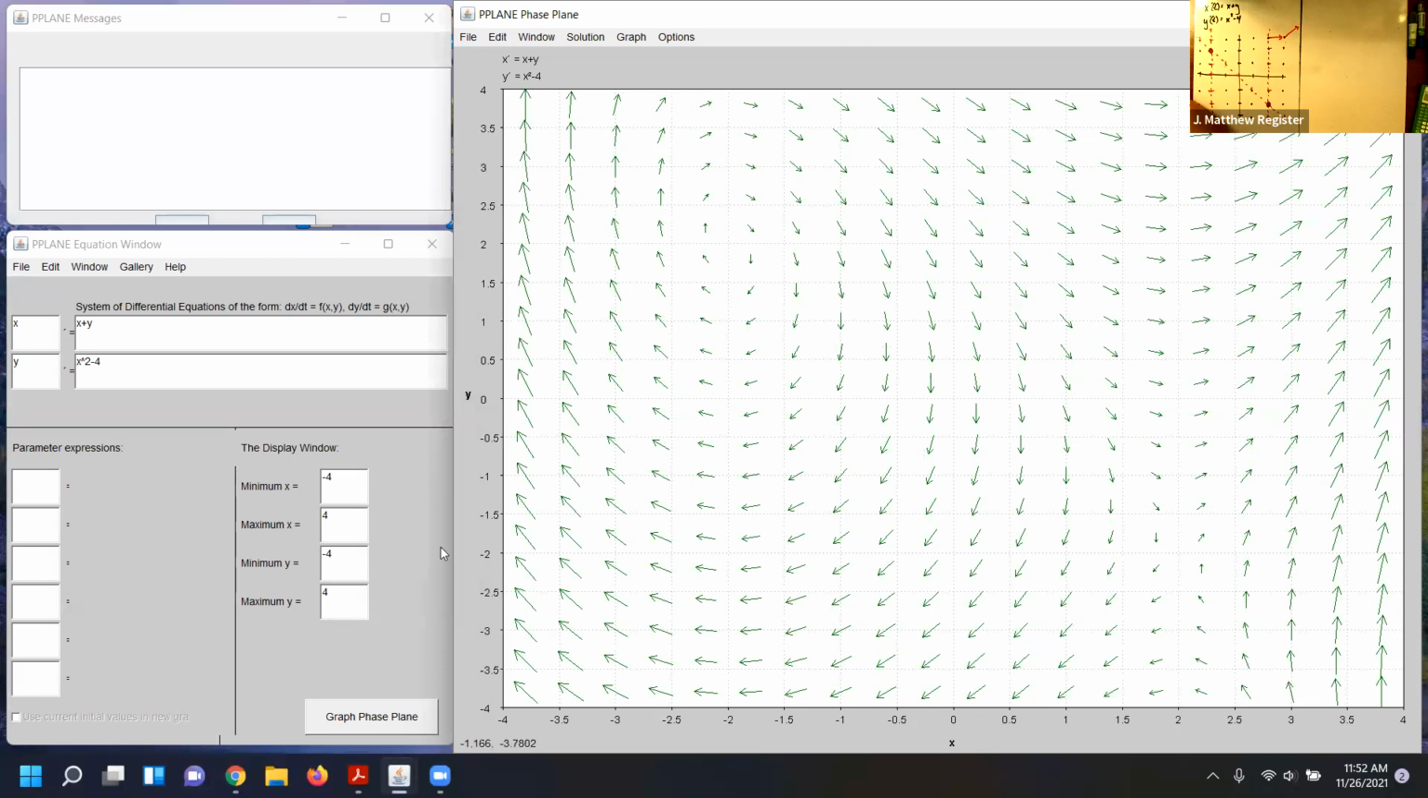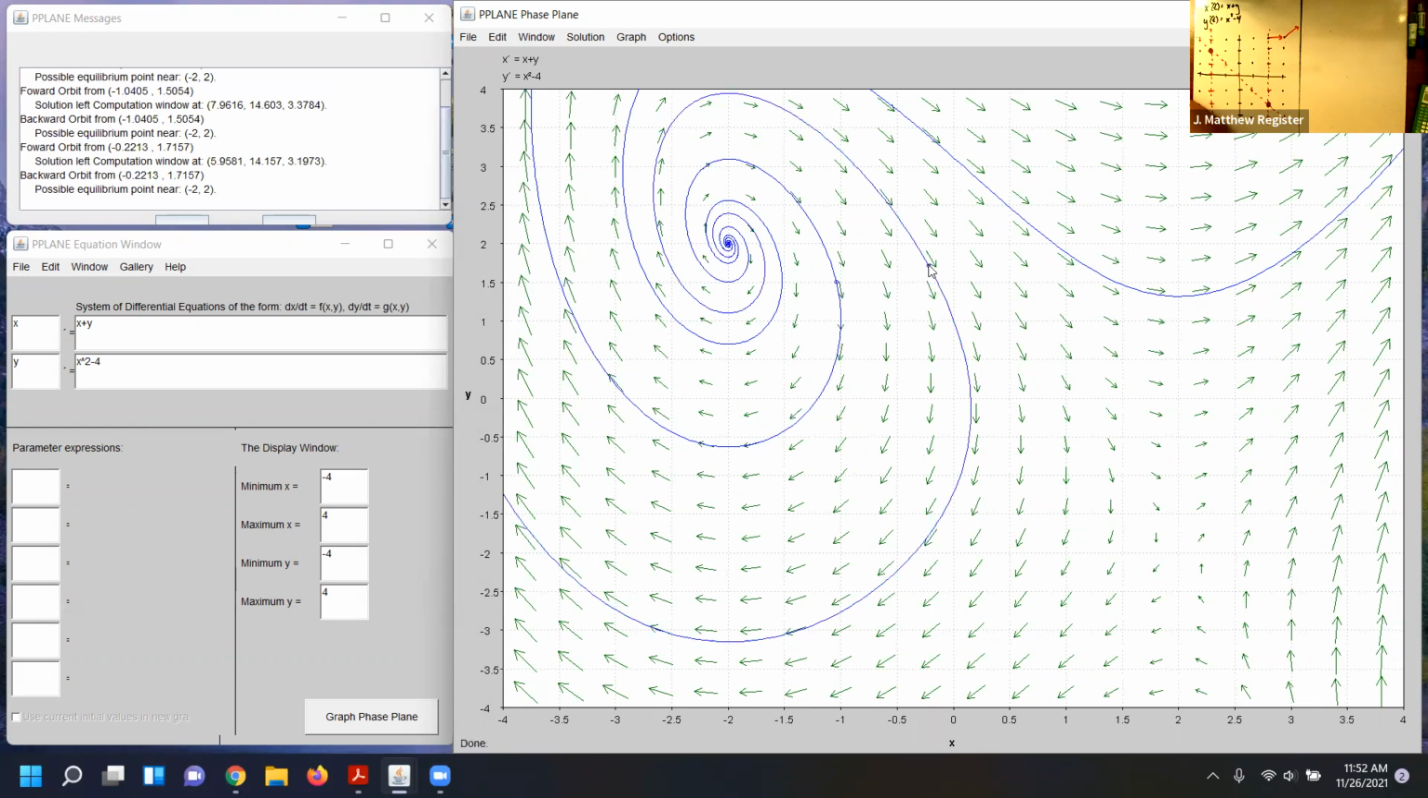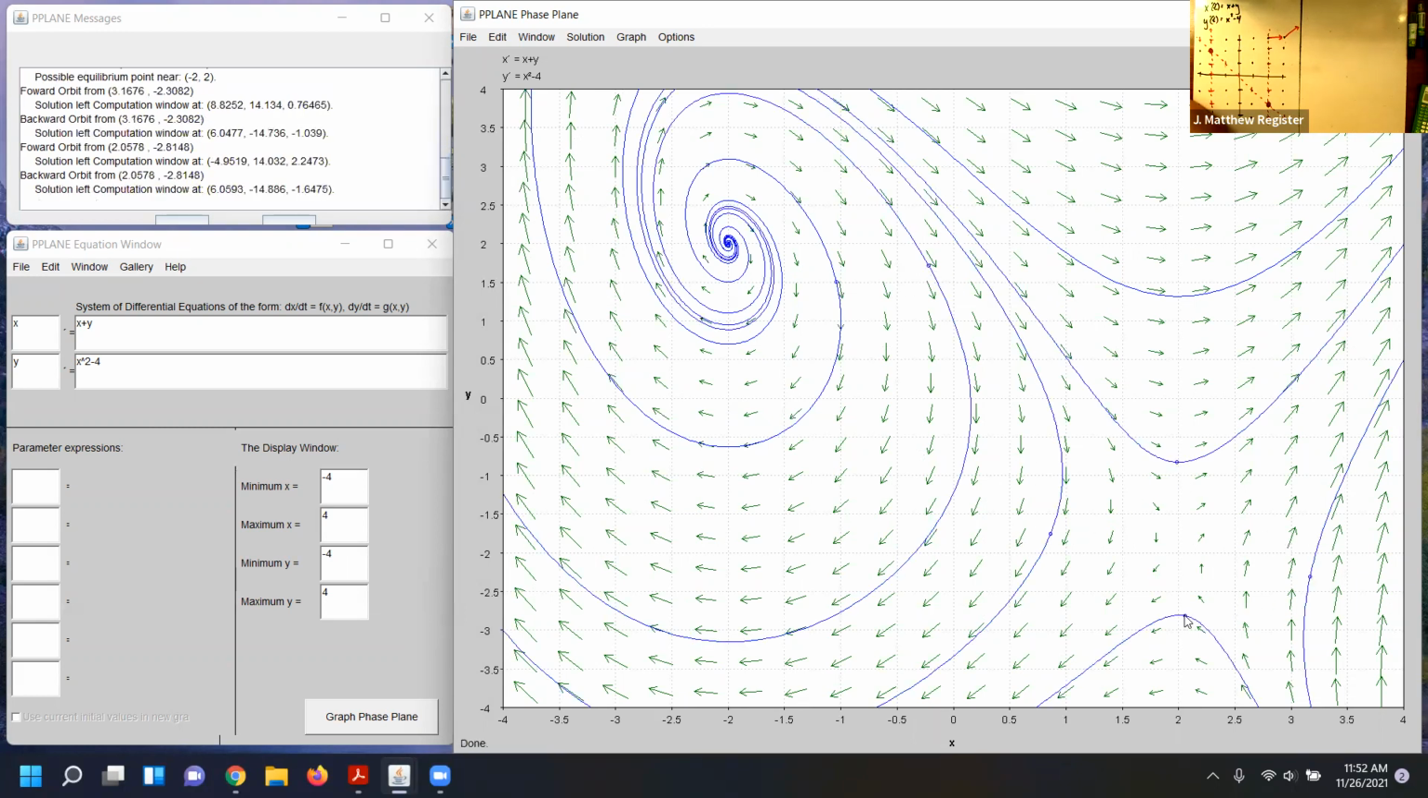There we go. And so notice we have something up here which is starting off kind of steady, but then it starts to spiral out and around. And we can do the same over here and see that there's another point down here where things are kind of spiraling towards it and then away from this point. Right around here is where we get a point which isn't moving.